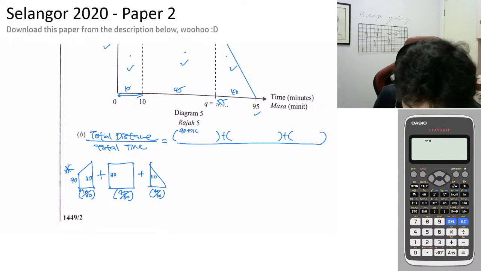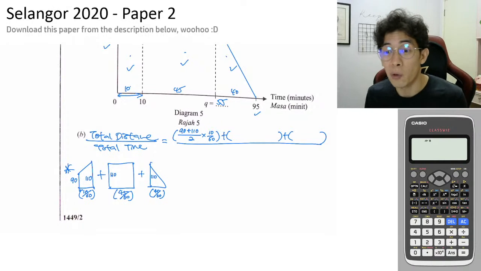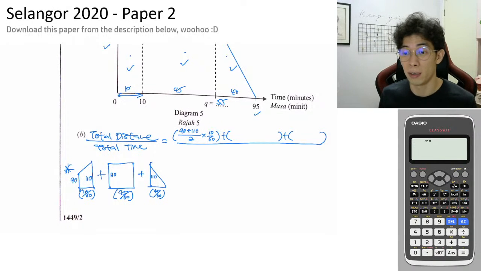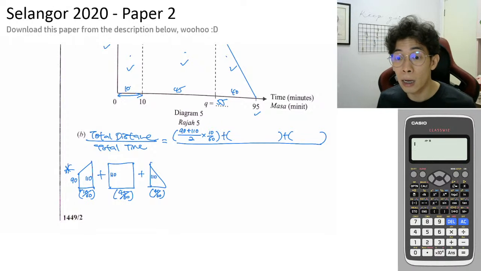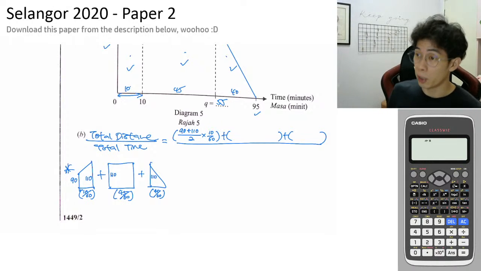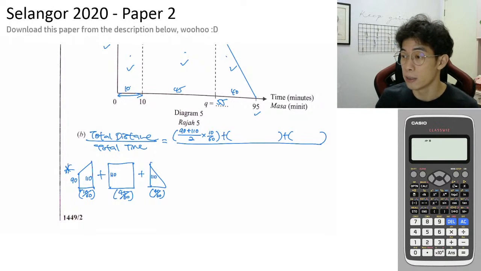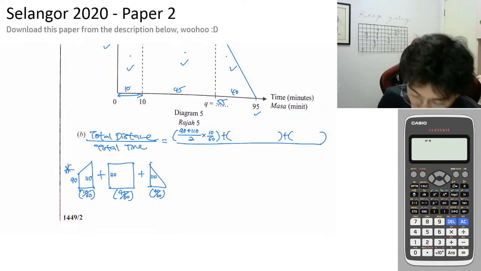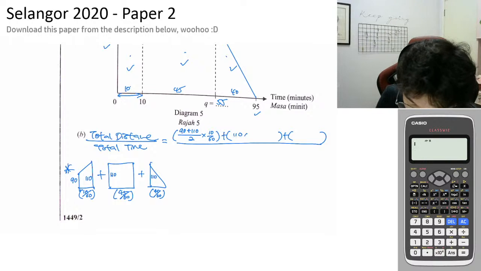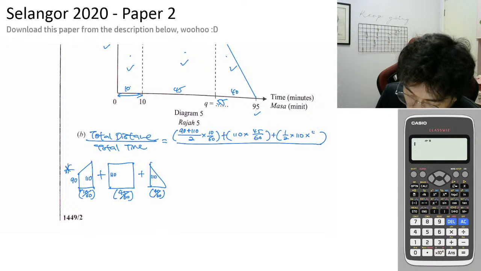90 plus 110. Wait, let me write nicely first. 90 plus 110 over 2 times height of 10 over 60. Or maybe 1 over 6. You have a calculator, don't scared, right? Yes, Dreamer, you can do that. It's just that I'm trying to make it a bit easy. Okay? And of course the next one 110 times 45 over 60. Right? And the next one will be 1 over 2 times height 110 times base 40 over 60.